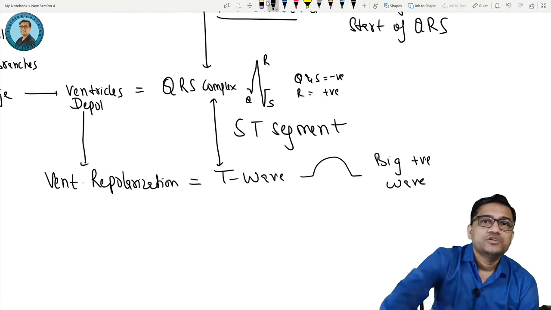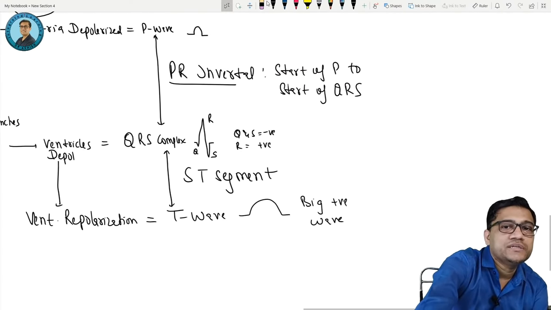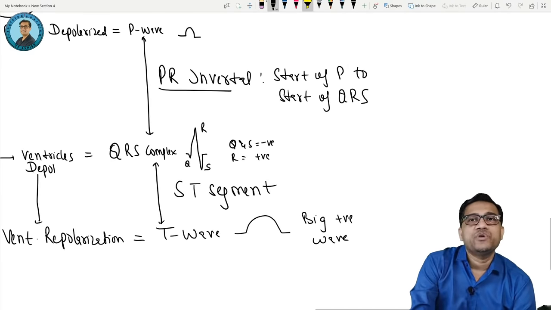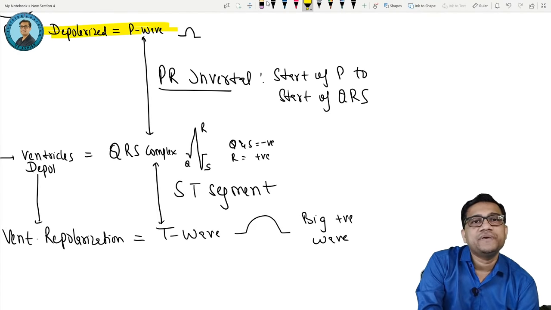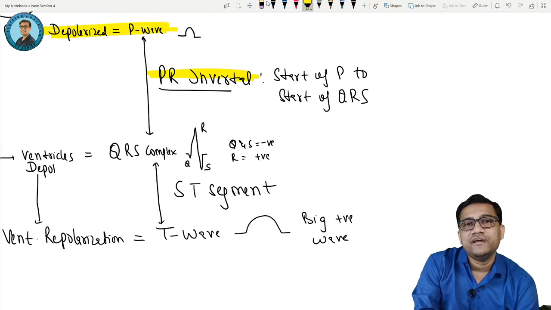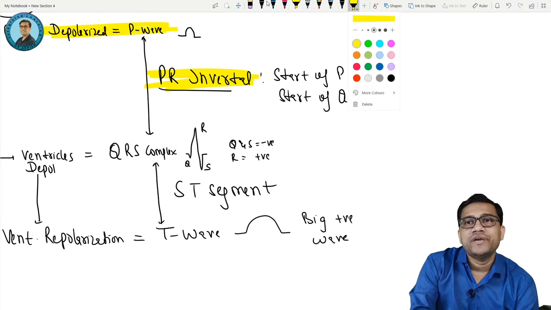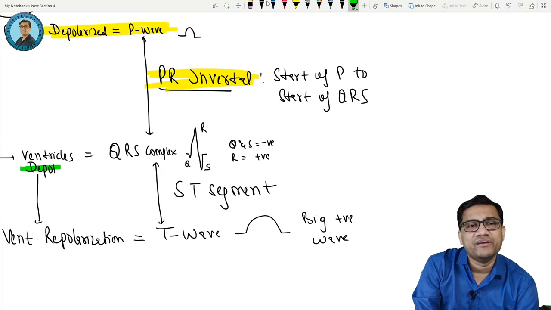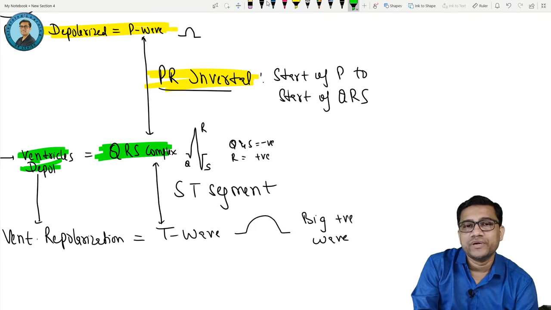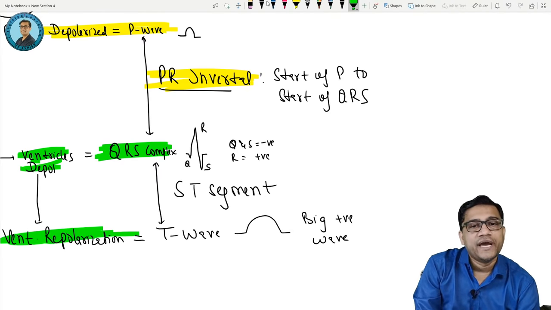ST segment. Okay, so what are the things you have to learn? These things, that's it. Atria depolarize, that is the P wave, then there's the interval till the QRS. Then what happens next? We have the ventricles depolarize, that is QRS. Clear? And then the ventricles are going to get repolarized, and that is the T wave.